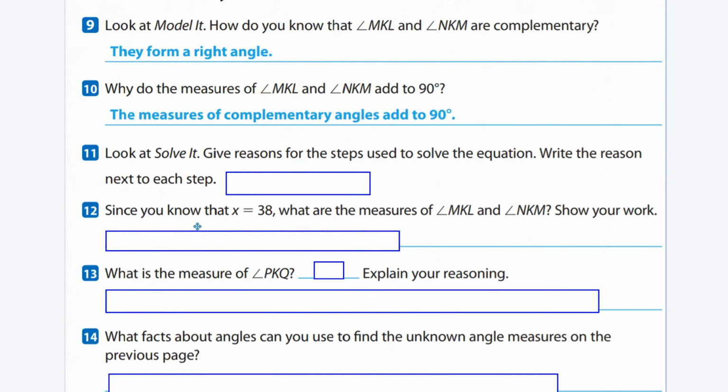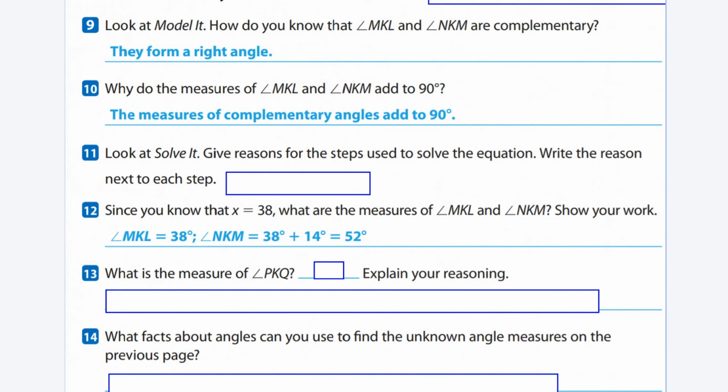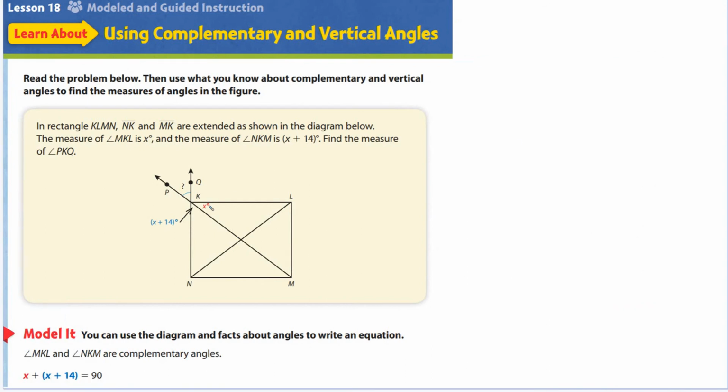Question 12. Since you know that x equals 38 now, what are the measures of angle MKL and angle NKM? Show your work. So if x is 38, angle MKL is 38 degrees, because when we go back to here, it's only x. So it's 38 degrees. Okay?